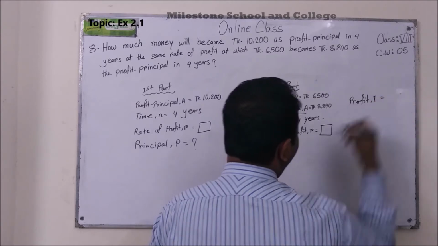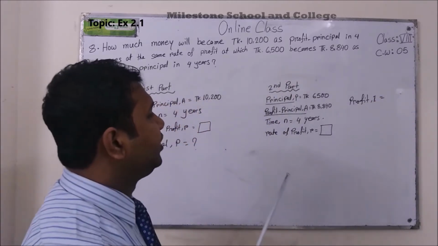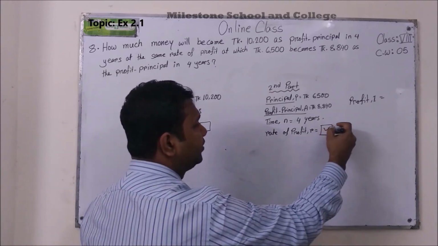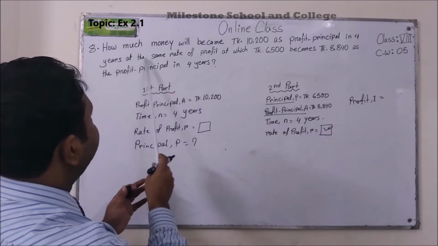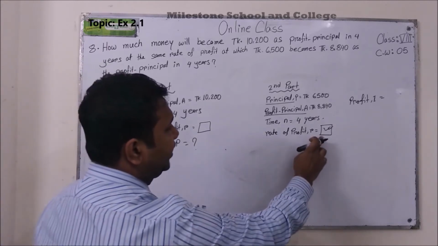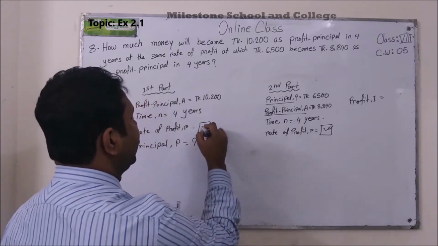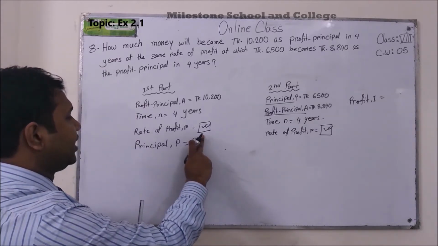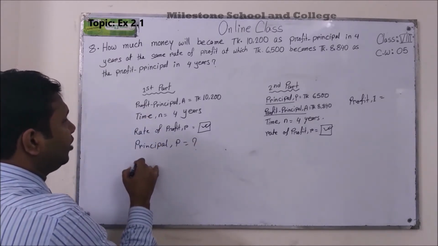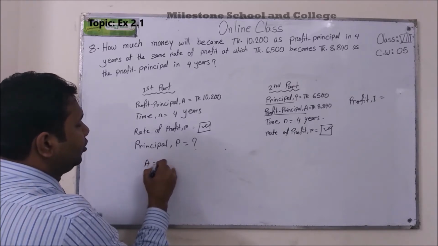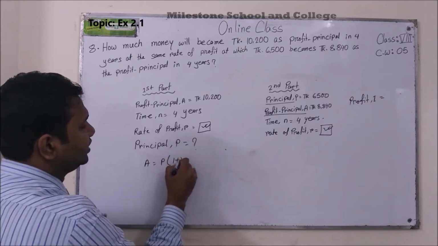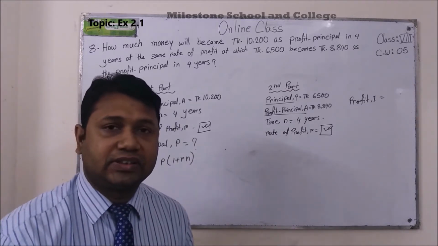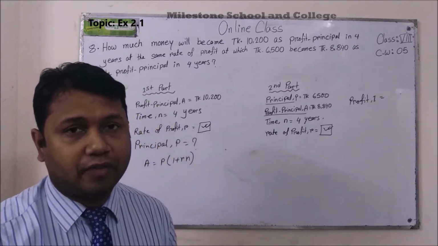we can find out profit I. After that, using the formula of rate of profit, we can find out the rate of profit. The question told you at the same rate of profit. That means the rate of profit here and here are the same. So from that we can use the same rate of profit. After that, we are going to use the formula of profit principal A equal to P into 1 plus RN. So this is how we are going to solve this math. I think you understand how we are going to solve it.